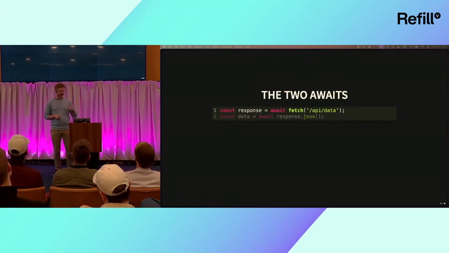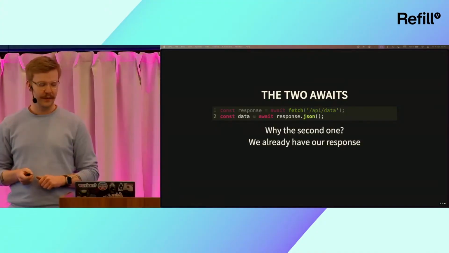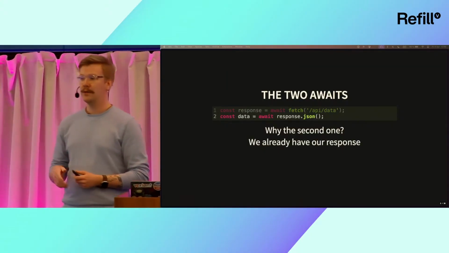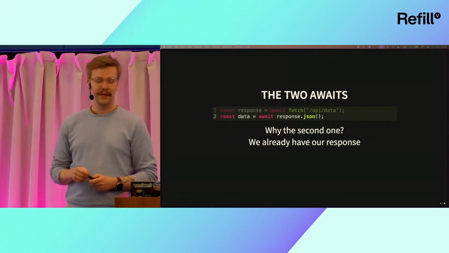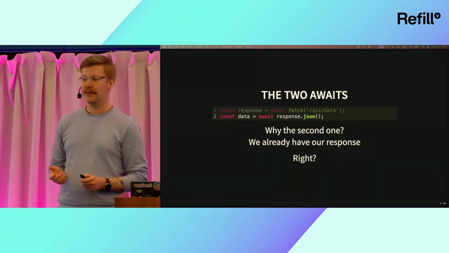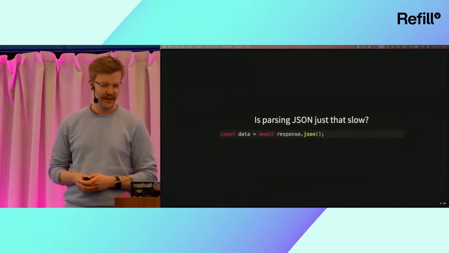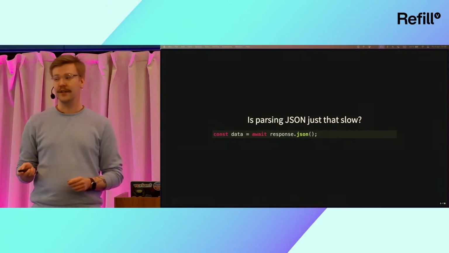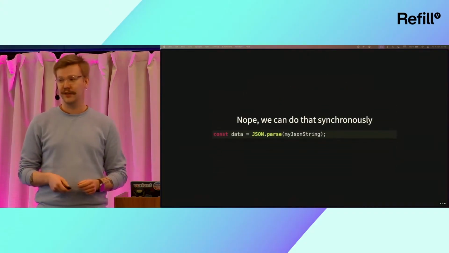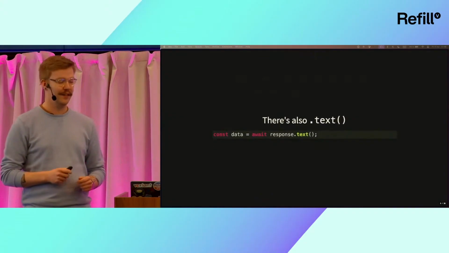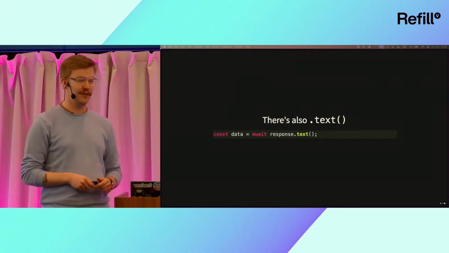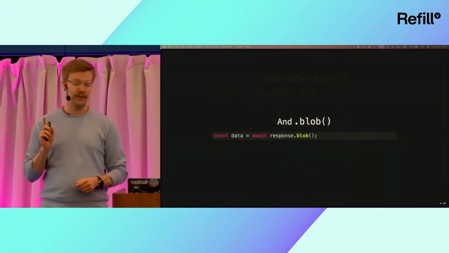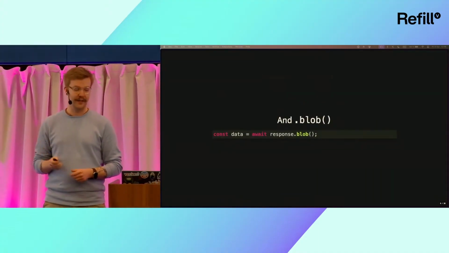So yeah, that was the first one and the second one. And we already have the response, right? Why do we need to do the second one? Is it just that parsing JSON is super slow? And the answer to that is no. You can do that synchronously. And it's not specific to JSON either, because you have to do this if you want text, and even if you want raw binary data.